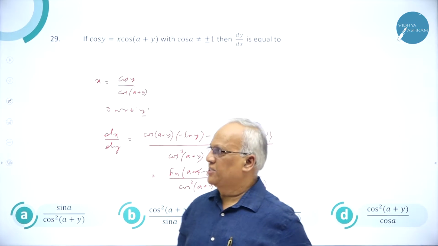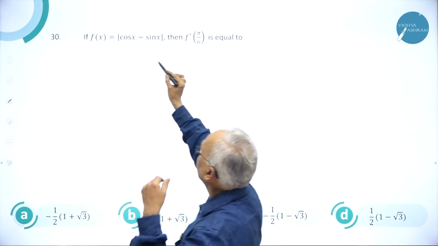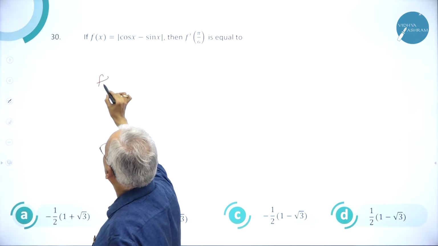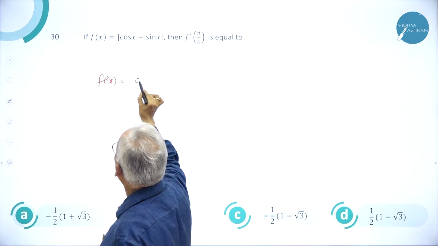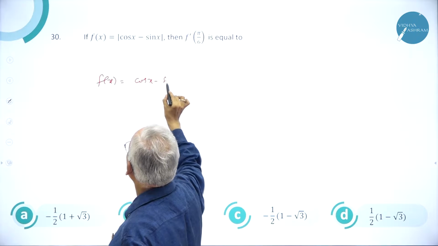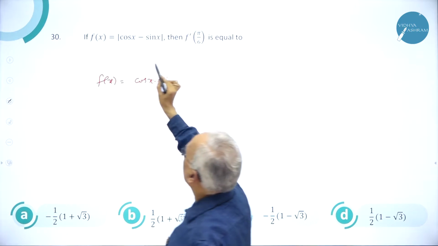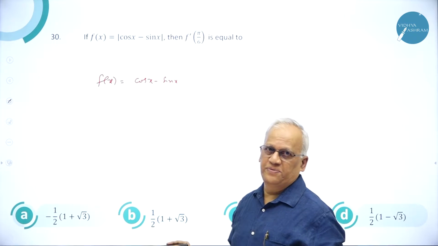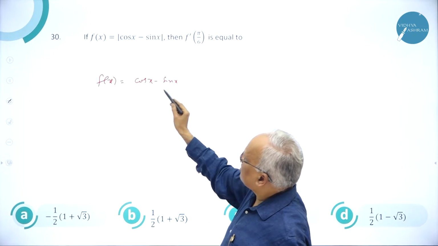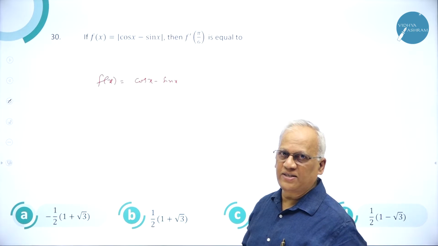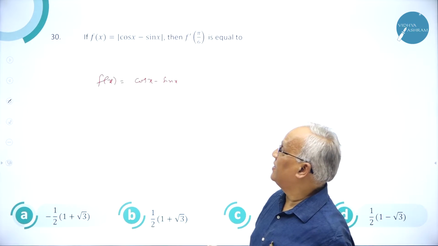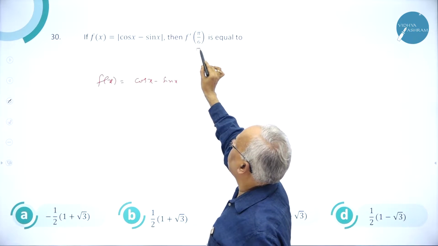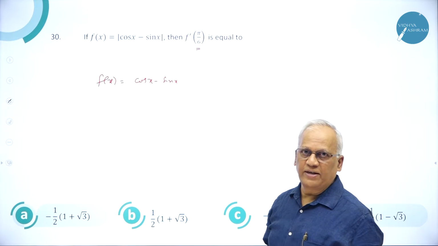Okay, the next question. f of x is modulus of cos x minus sin x. I can write it as cos x minus sin x. You know, mod cos x minus sin x is cos x minus sin x if cos x minus sin x is positive. I can write it as minus of cos x minus sin x if cos x minus sin x is negative. How do you decide? Please see at which point you are defining the function.